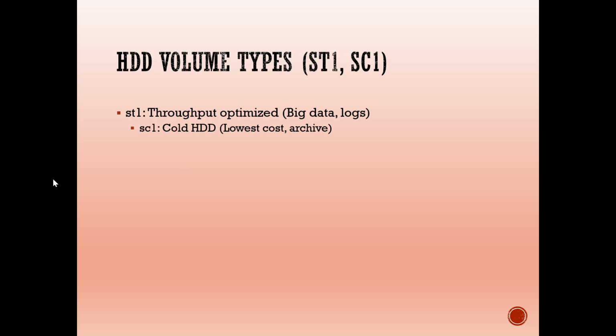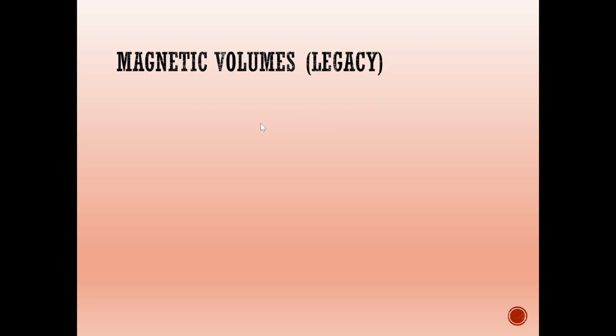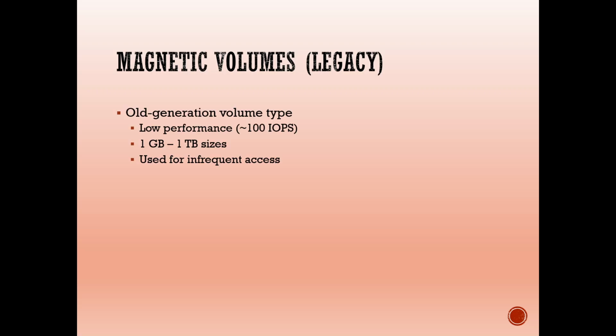Next, we'll see HDD volume types. In HDD, we have ST1 and SC1. ST1 is throughput optimized, and SC1 is cold storage and lowest cost. These differences are also available on the internet, so you can go through that. Now we have the magnetic volumes. These are old generation volume types with low performance, 100 IOPS, 1 GB to 1 TB size, used for infrequent access.